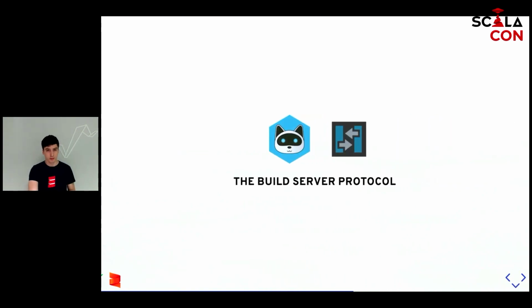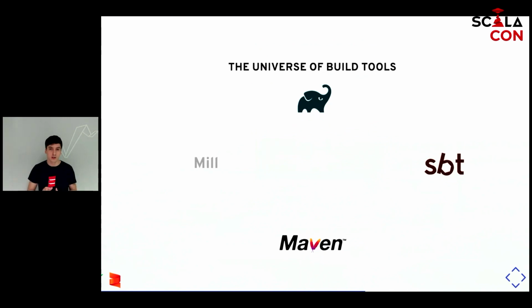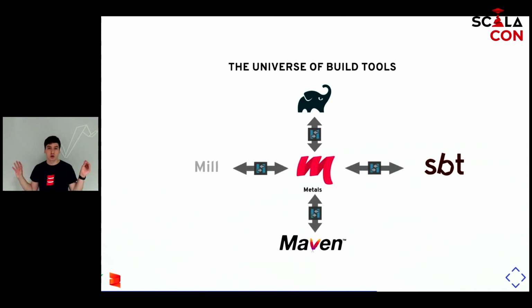Another thing that we use in Metals is the build server protocol, which is kind of a complementary protocol to LSP, and it enables us to talk to many different build tools. There's at least four that are currently used within Scala, which are Mill, Gradle, SBT, or Maven. We support all of those, but at the start it was like, how can we actually support those? And BSP is our answer to that. So we actually talk with all those different build tools via the BSP protocol.